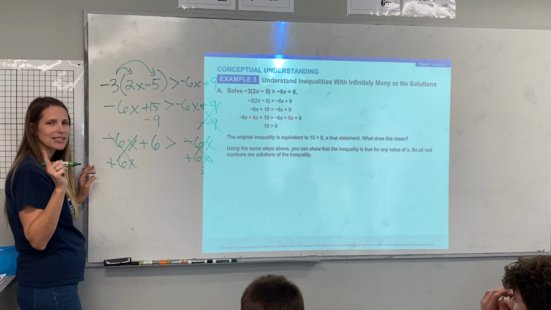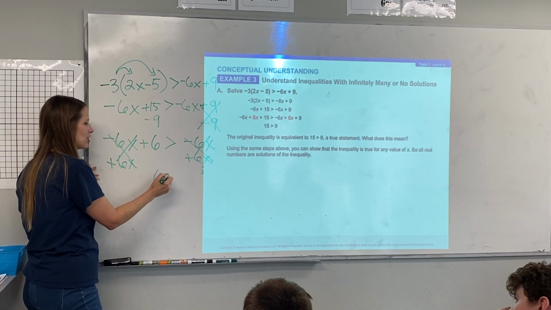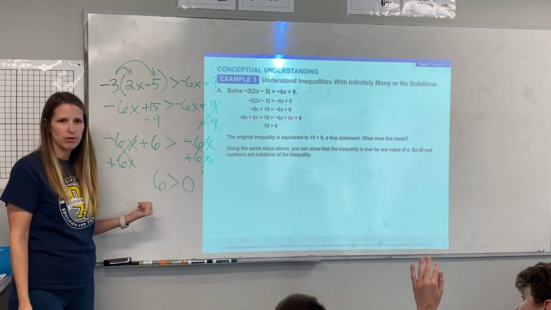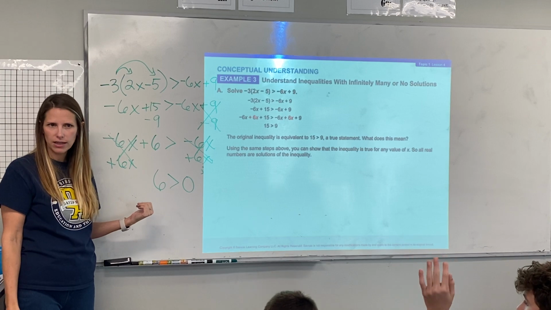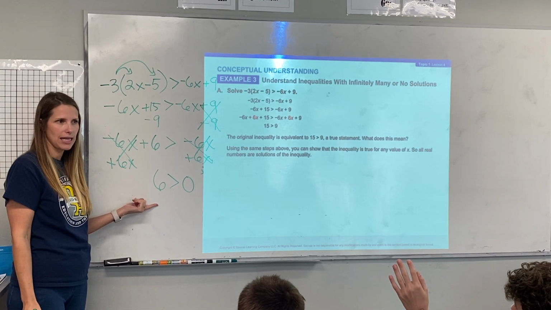But what did it cancel out to? 6 is greater than 0. Yes, 6 is greater than 0. Do I care that my numbers are different? Before it said 15 is greater than 9. That was a true statement. Is this a true statement? Yes. So is the answer still all real numbers? Yes.